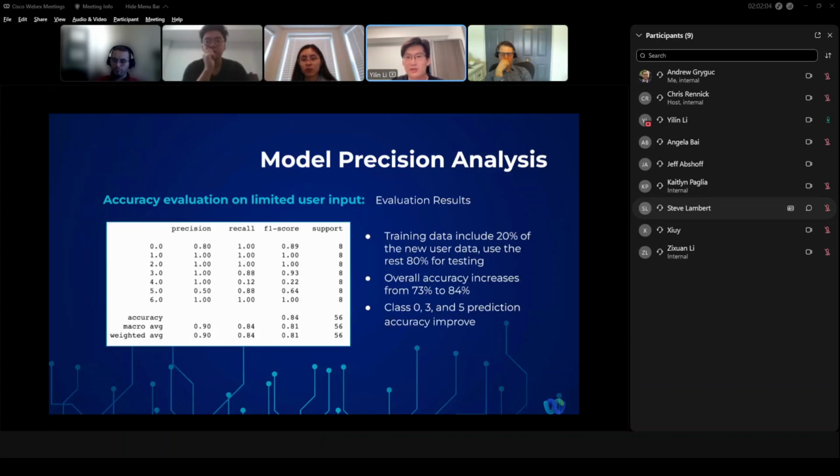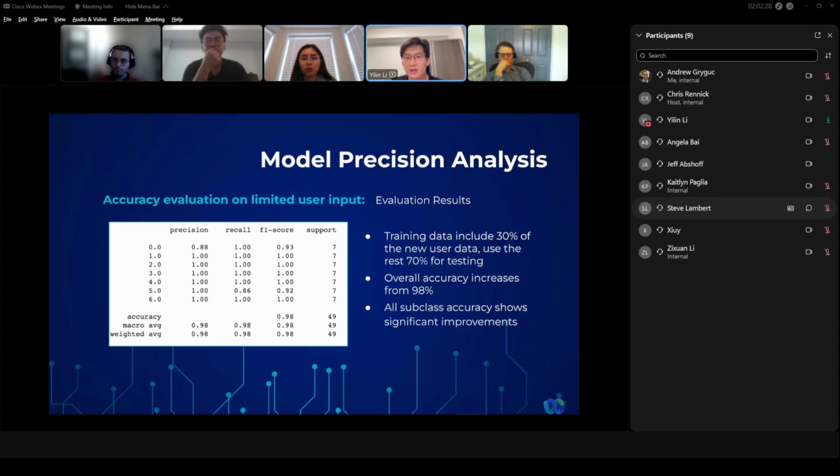Next, we start the evaluation by including 20% of the new user data in the training data and use the rest for testing. The overall accuracy of the model prediction increases from 73% to 84%. And the prediction accuracy for class 0, 3, and 5 also improved. Next, we include 30% of the new user data in the training data and use the rest for testing. And the overall accuracy increases to 98%. And all subclass accuracies show significant improvements.